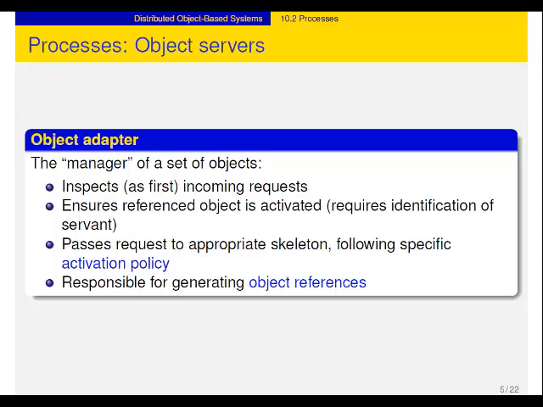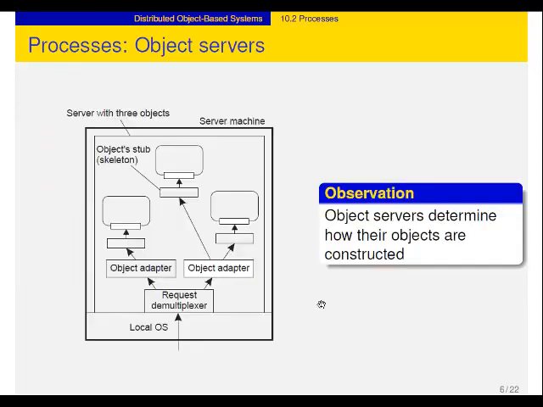Okay, watch this. So here's a picture. Yes? So is the object manager only used in the first request? Because if it passes back an object reference, I'm not really sure. What I'm seeing is a client of the server, the object server. The client will contact the object server. The object adapter will sort of intercept that message.